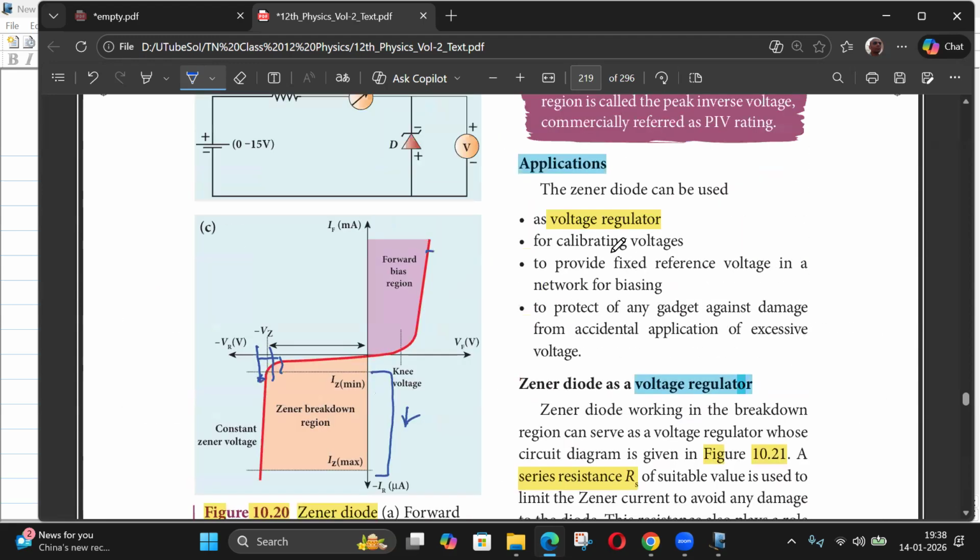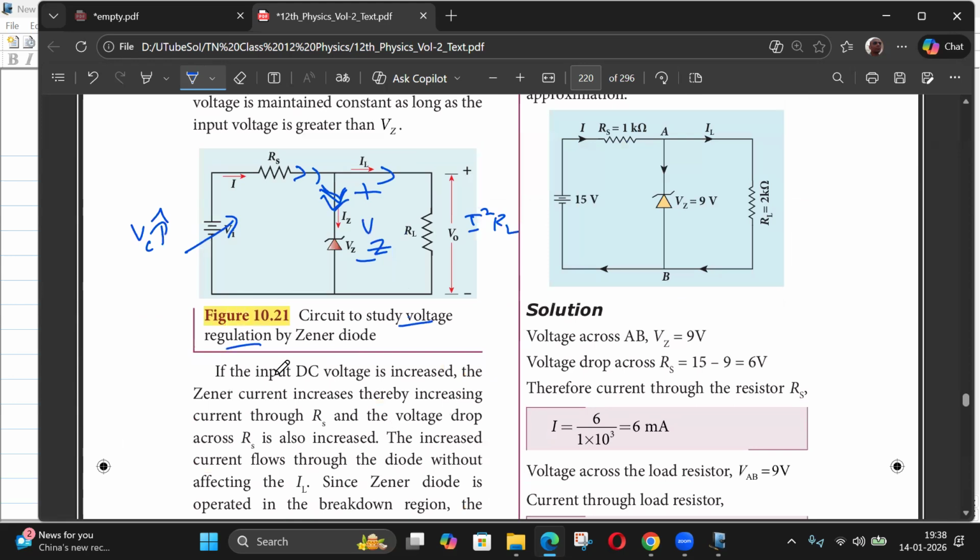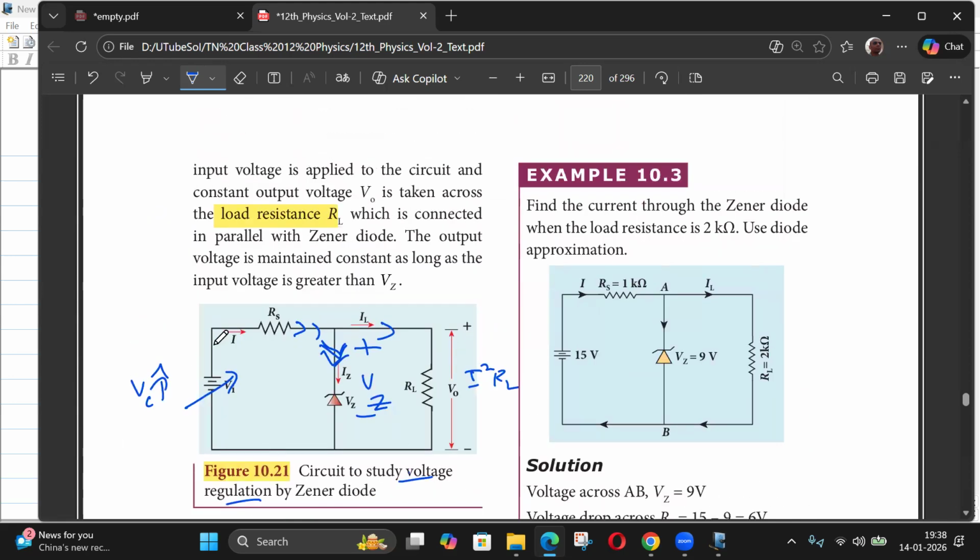Okay. Application: voltage regulator, fixed reference voltage, protecting the gadget against damage. So you have to make sure that the positive terminal of the supply is connected to the negative of this Zener diode. But if this is AC, it means when it's the positive cycle, this will be reverse biased. So what you have to do is connect one more here like this. So to reach the negative half, a large amount of current can flow here.